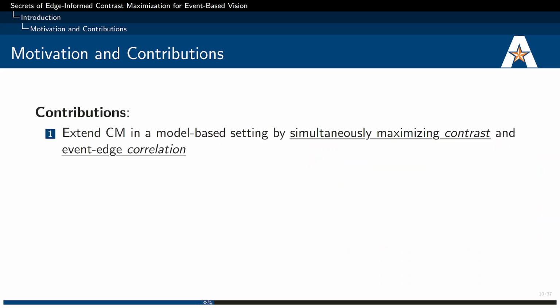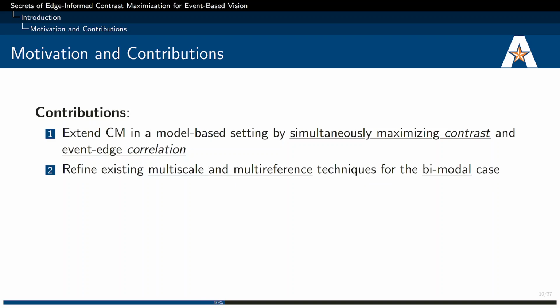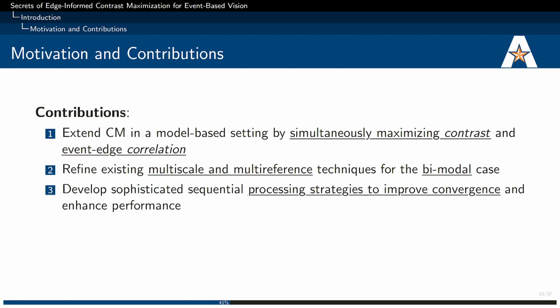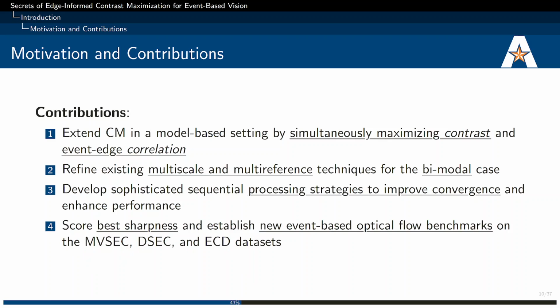Our key contributions are as follows. We extend the CM framework in a model-based setting by simultaneously maximizing contrast and event edge correlation. We refine multiscale and multireference techniques to incorporate our novel bi-modal objective. We develop sophisticated sequential processing strategies to improve convergence and enhance performance. Our evaluation establishes new benchmarks on event optical flow across multiple real-world datasets.